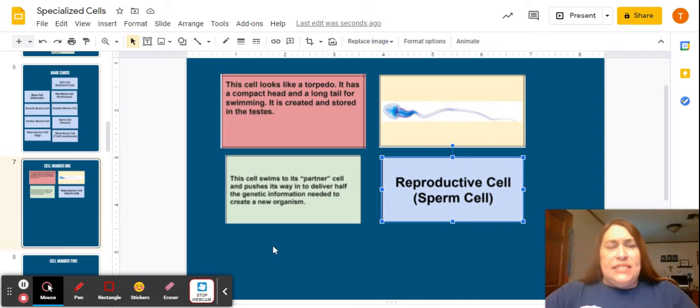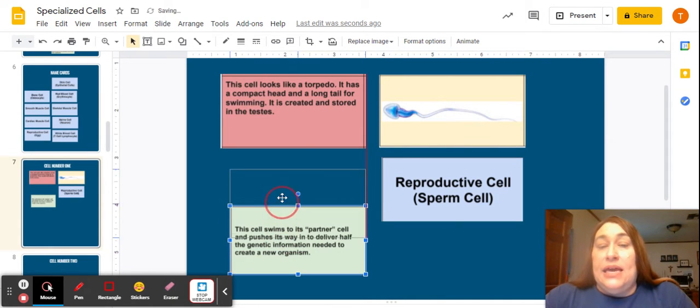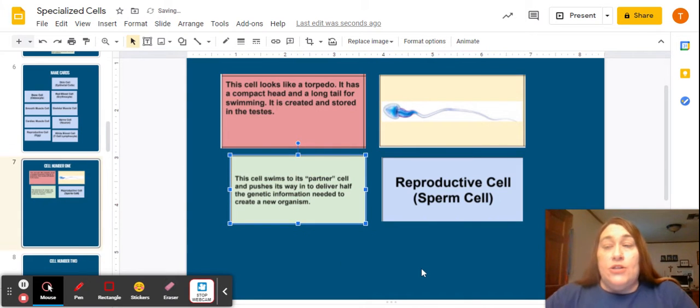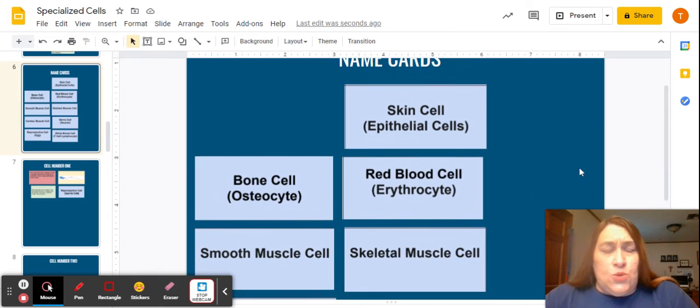What if I had made a mistake, though? If you made a mistake, it's as easy as clicking and moving these cards to a new slide. Okay? This is very easy to rearrange things if you made a mistake. So I'm going to get you started on the next one.